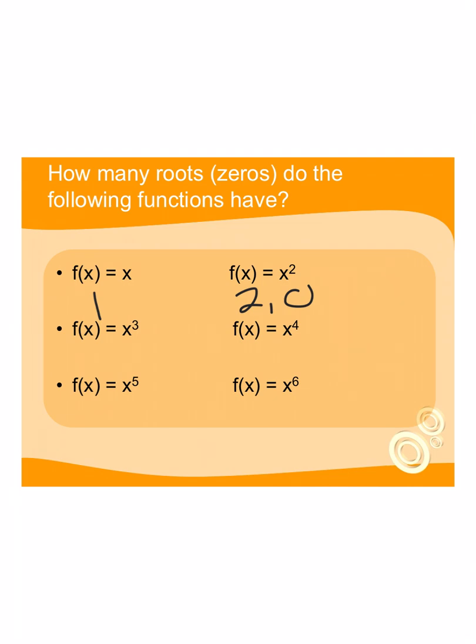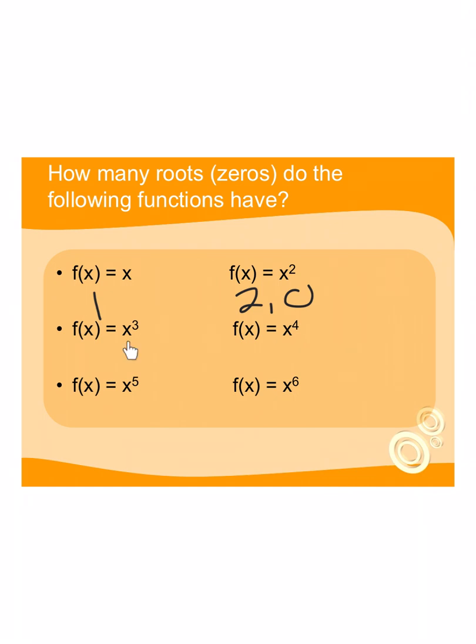And the reason why it has 2 or 0 is because we have to account for the possibility of complex roots, and those complex roots always show up in pairs. So for this example, if I had 2 real zeros, then I would have no complex zeros. If instead I had 0 real zeros, then I would have 2 complex zeros. We're going to use that idea when we look at the rest of our functions here.